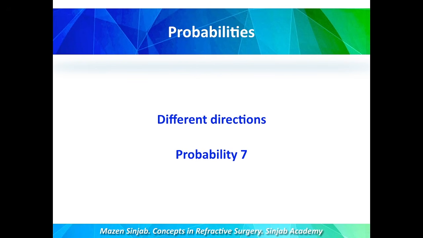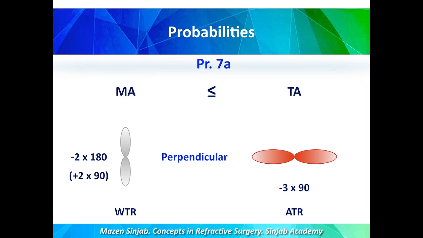The other subclassification is the different directions. All of these probabilities will be gathered under one probability. It is probability number 7. Why? Because all of these probabilities will be ruled by only one guideline of treatment. But I will discuss all the probabilities as follows.